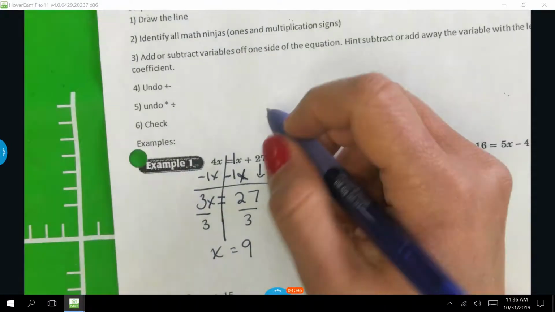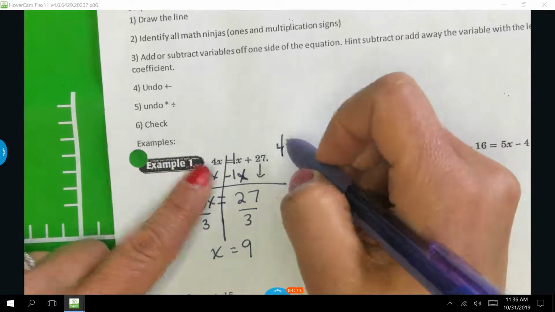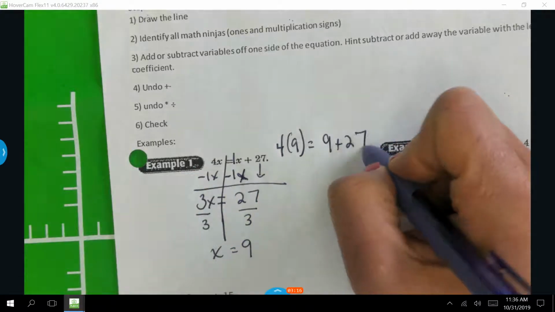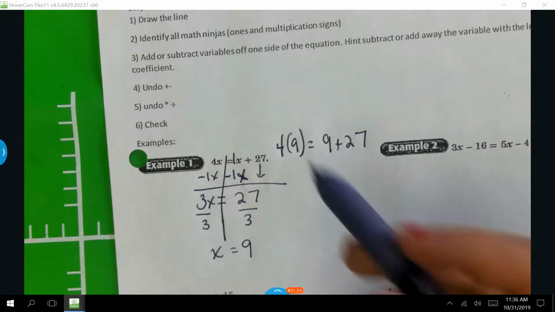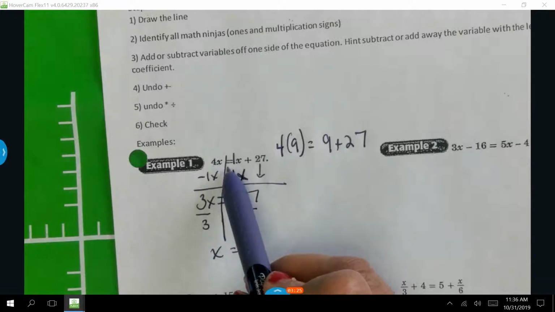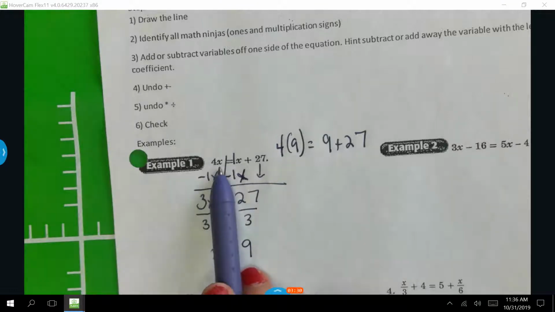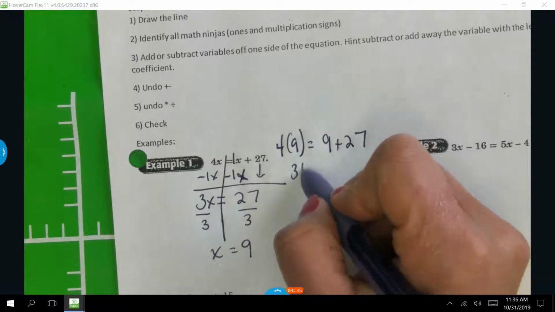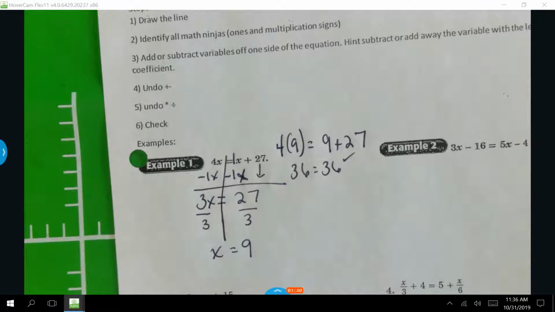So when you go to check, you go back to the original equation. 4 times 9 should equal 9 plus 27. Since it's the same variable, x, that means it's x on both sides, so the 9 gets plugged in. Does everybody see that? 4 times 9 should equal 9 plus 27. So what is 4 times 9? 36. And what is 9 plus 27? 36. So it works.